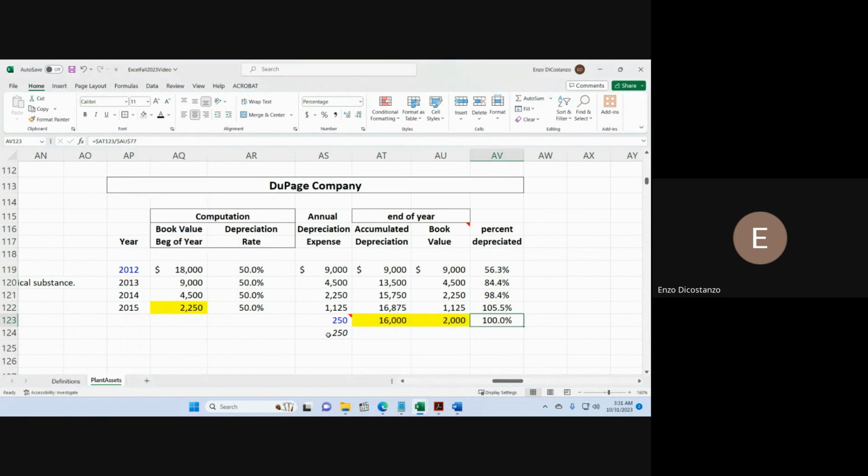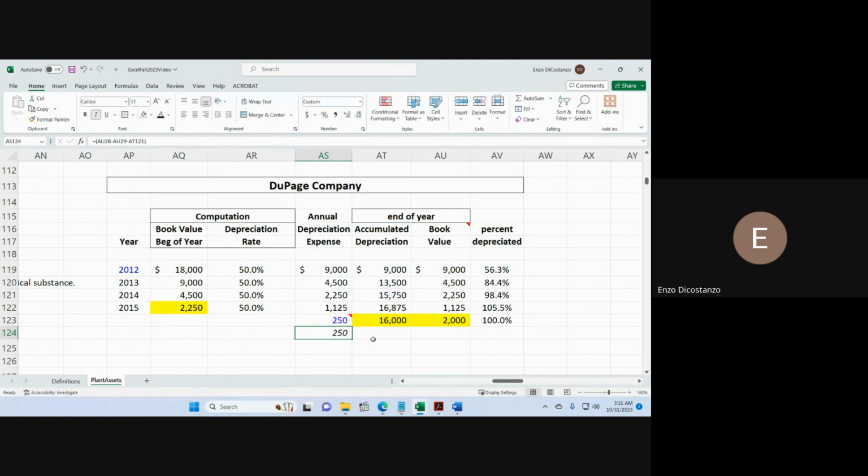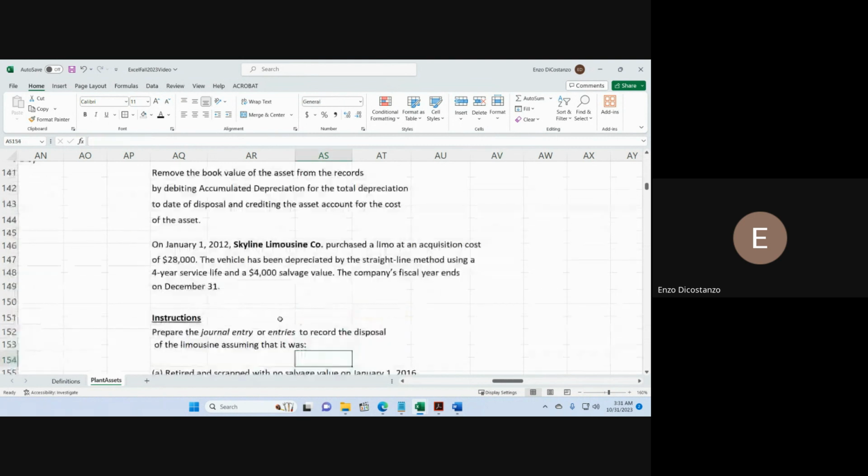And also we checked here. We did a little check with this. So we did all the accumulated, and then from the depreciable cost, that gave us that what was left was 250, not 1,125. Okay, and this is adjusted for book value to equal salvage value exactly. Yeah. Okay. So those are those three.